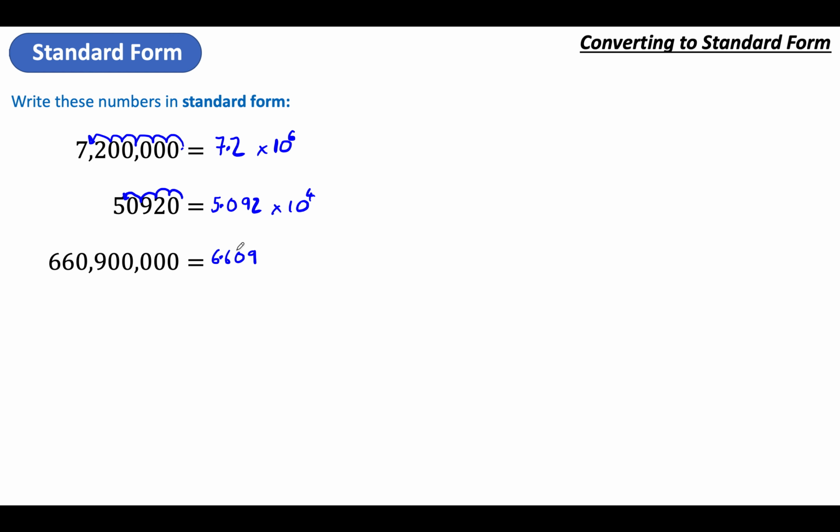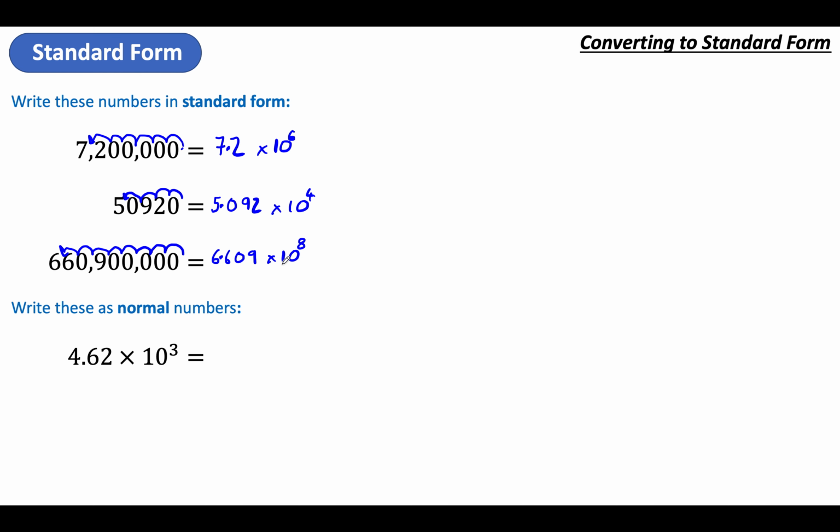and the decimal point goes after the first digit. Then how many places bigger is it? 1, 2, 3, 4, 5, 6, 7, 8. It's really moved 8 places, or it needs to be 8 places bigger.